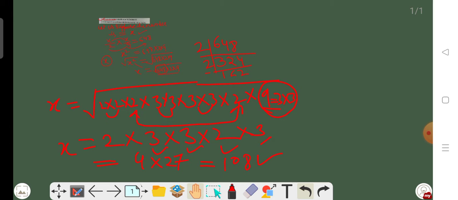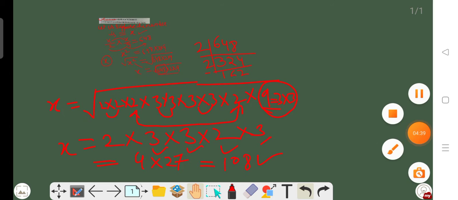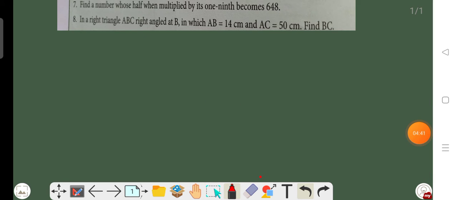Okay. Now we will move on to the next question, that is question number 8. In a right angled triangle ABC, right angled at B, in which AB is equal to 14 centimeter, AC is equal to 50 centimeter, find BC. Okay. To solve this question, let us learn something about a right angled triangle beta.